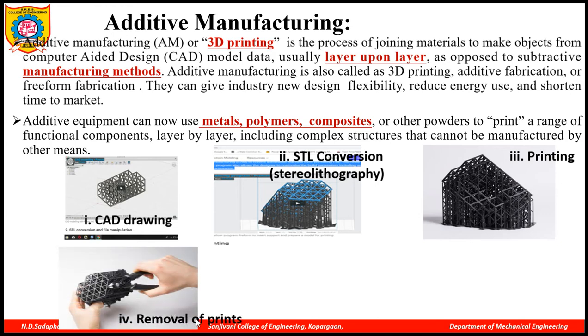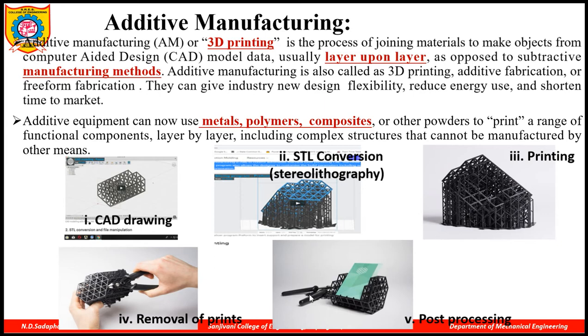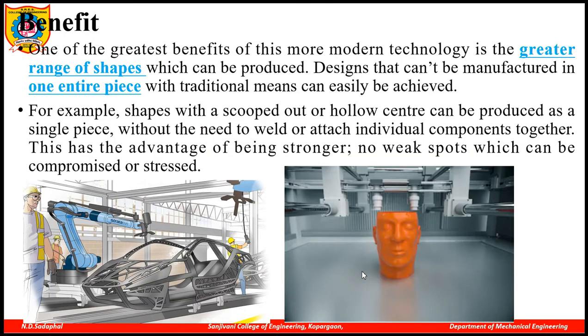Then removal of print. The printed object or printed product is removed from the 3D printer, and then it is sent for post processing. Some unwanted or unnecessary parts are to be removed in the post processing operation, and your final object will be ready.